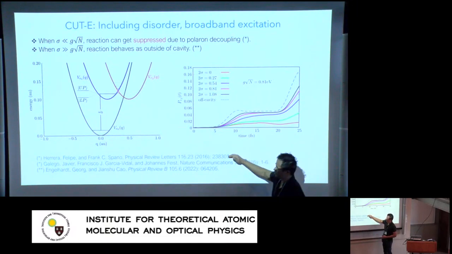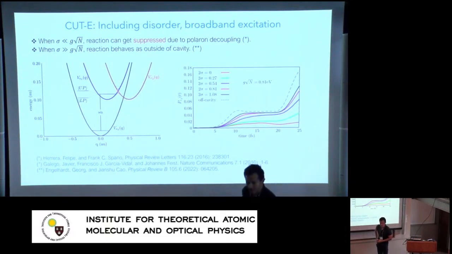Number two is reactions can be suppressed when you couple to the cavity, and this was very well conveyed by Felipe Herrera and Frank Spano, and also by Johannes Feist a while ago, and they call this polar decoupling. And the way they explain it is that the energy exchange with the cavity is so fast that it doesn't allow for the nuclear dynamics to ensue, and because the reaction involves nuclear dynamics, then you quench the reactivity, but when you increase the disorder, you recover the reactivity exactly as outside of the cavity. So nothing interesting when you have a lot of disorder.